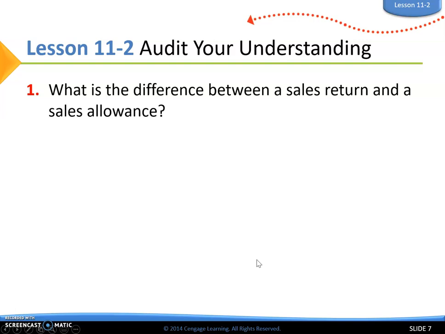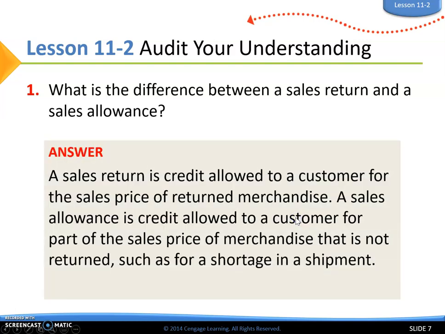Number one, what is the difference between a sales return and a sales allowance? A sales return is credit allowed to a customer for the sales price of returned merchandise. A sales allowance is credit allowed to a customer for part of the sales price of merchandise that is not returned. So in this example, they say like a shortage in a shipment.